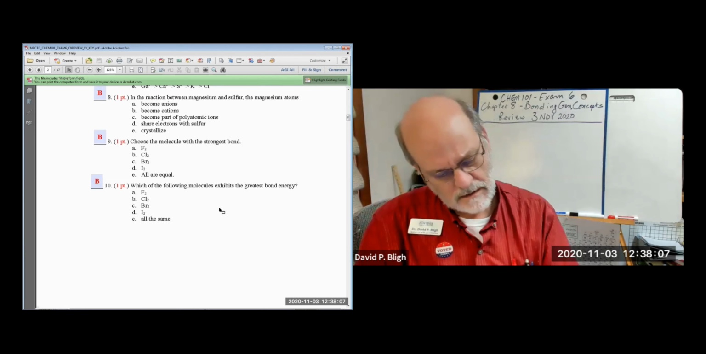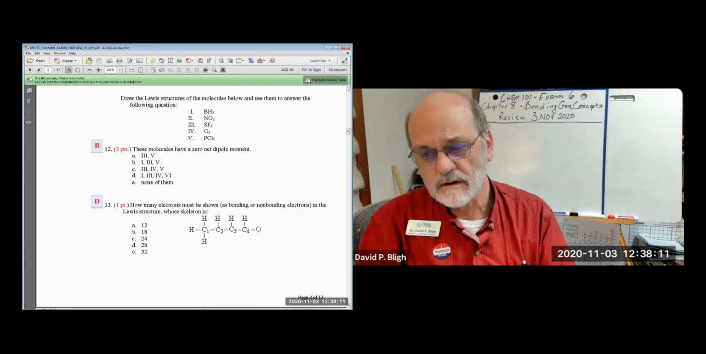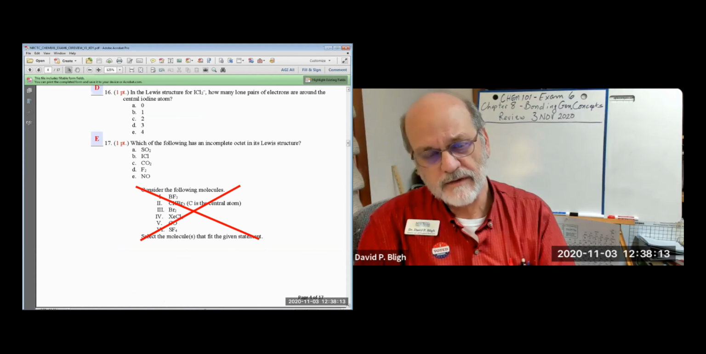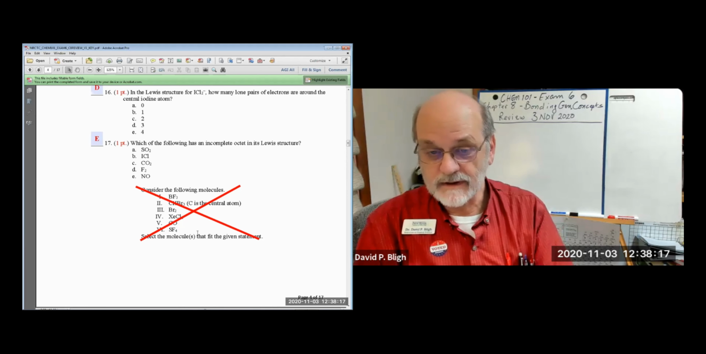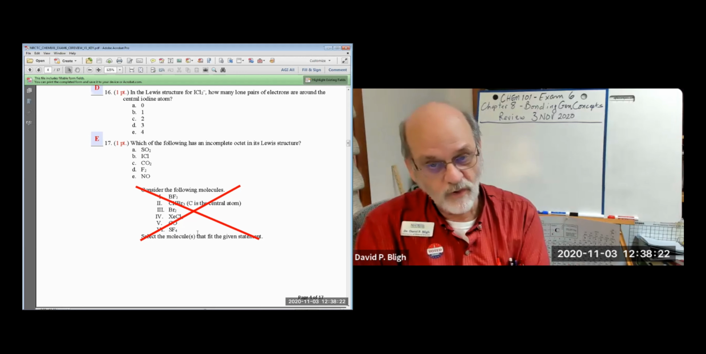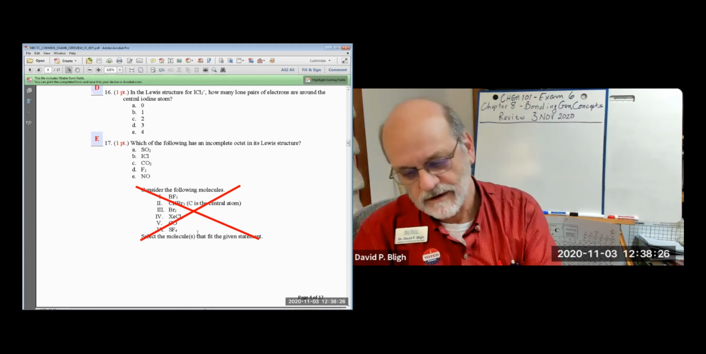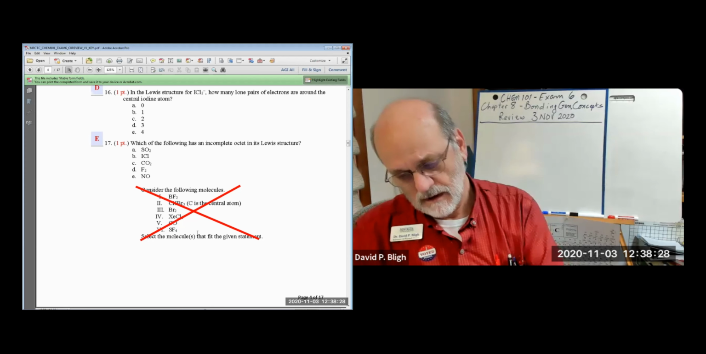Another one on page 4, this will be faster. 17. I don't know how that thing got in there, but it's not related to any of the questions before or after it. So I needed to X that out.